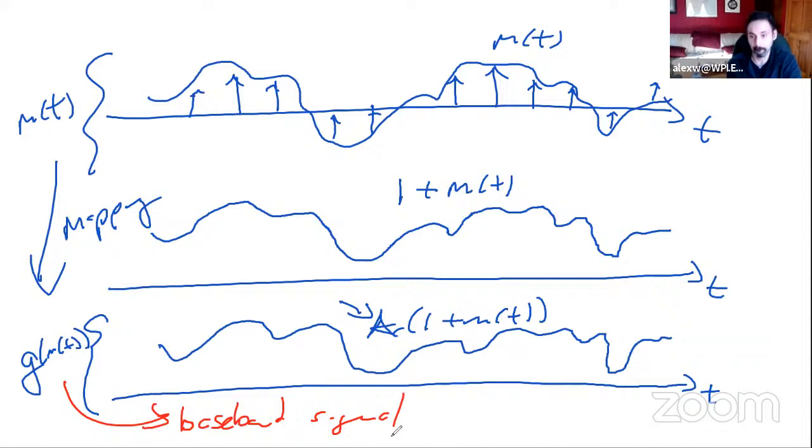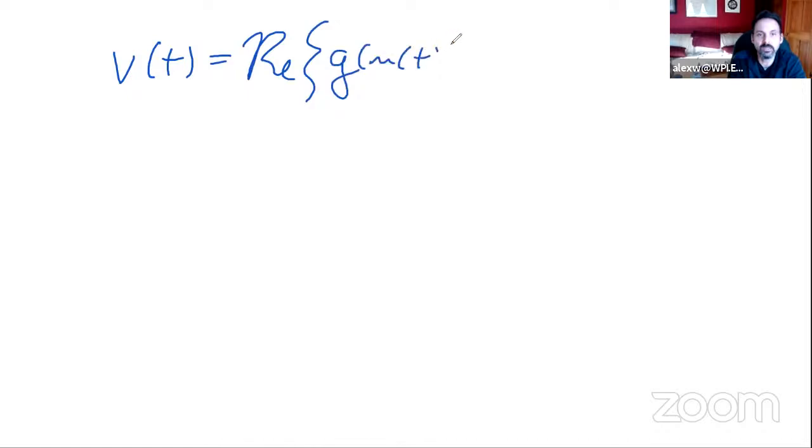So now what? Now I apply the expression: real operator of g of m of t, e to the j 2 pi fc t, folks. Now, let's expand this out.